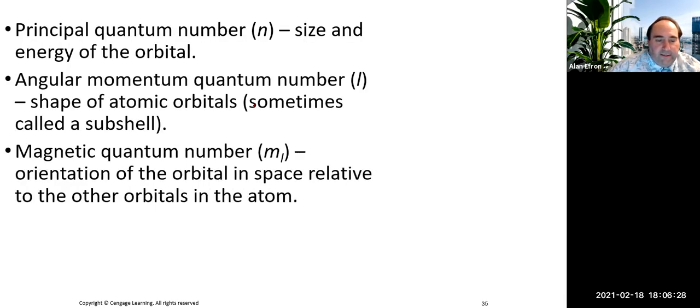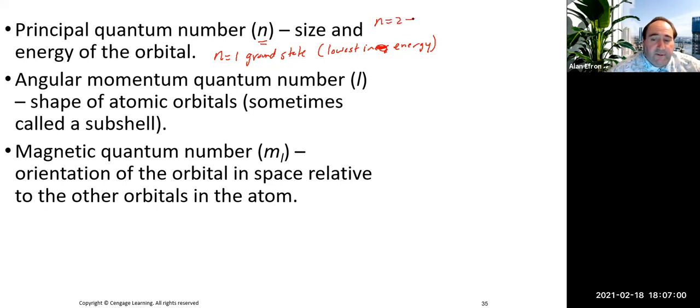A couple of things here. First off, as I just mentioned, the principal quantum number is abbreviated as n. n equals 1 is the ground state, and that is the lowest in energy. It is obviously closest to the nucleus, as we might have mentioned before. Anything n equals 2 to 7 is what are referred to as excited states, and these are definitely higher in energy.